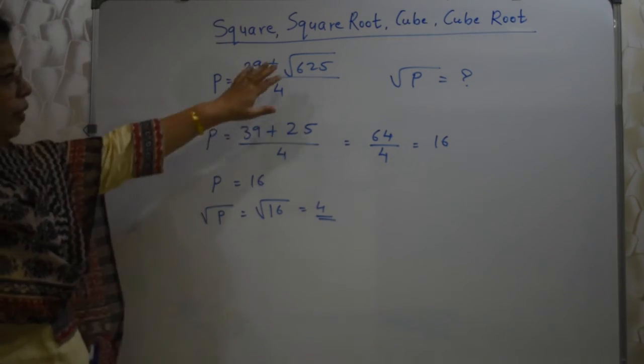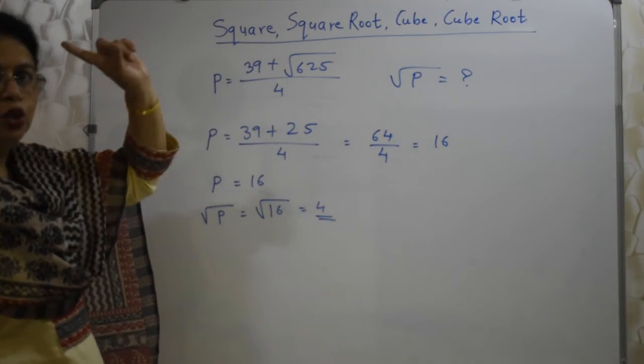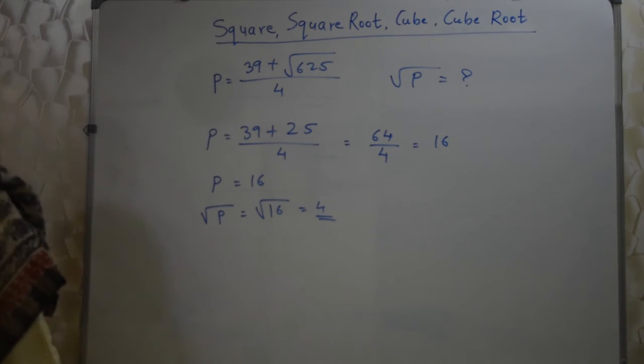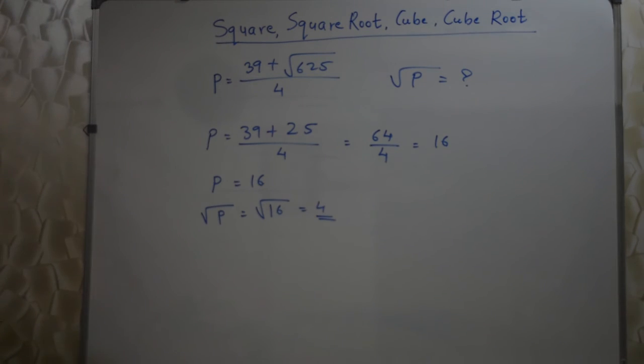See, whenever we give some number here, it has to be a square. Okay, so you need to find out.